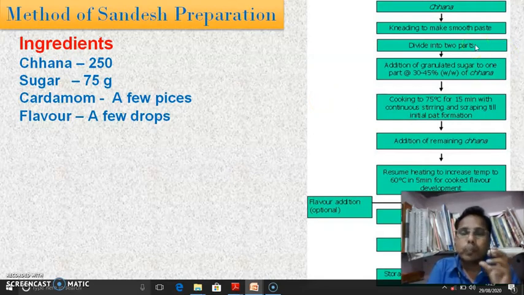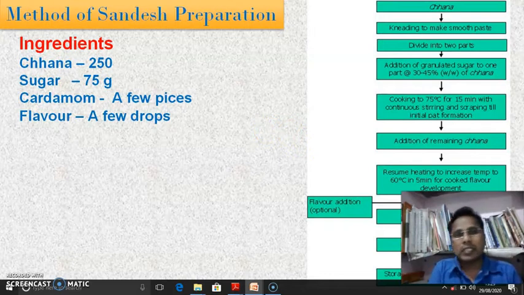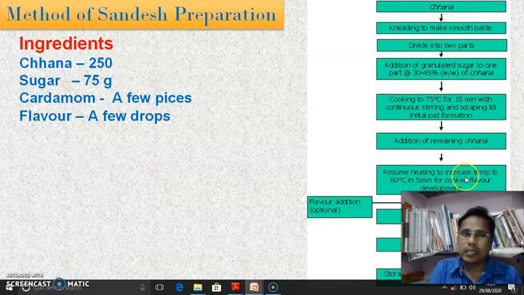and the final step is when the small balls form from this smooth paste channa, in that case we can say that this is the final step, and after this we have to add the cardamom or the flavor, and then it is allowed to cool at room temperature. And when the mixture has cooled at room temperature, a desirable shape or size is given to the final product, and it is stored at refrigerator temperature, and the final product is called sandesh. So in this way, sandesh is prepared at home and sandesh is prepared in industry.